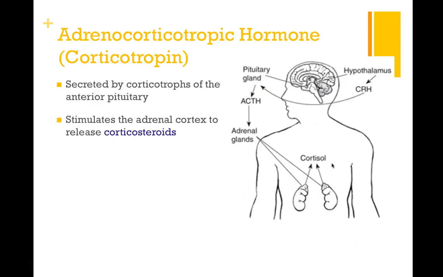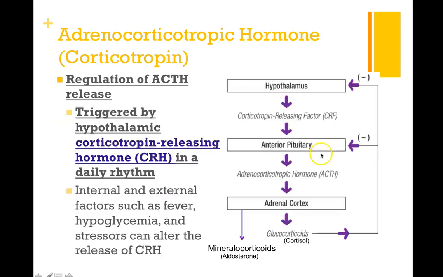Now let's discuss the adrenocorticotropic hormone, or ACTH, also known as corticotropin. This is secreted by corticotrophs of our anterior pituitary gland. That is going to travel over to our adrenal glands that sit on top of the kidney here and tell it to release corticosteroids, one of them being cortisol.